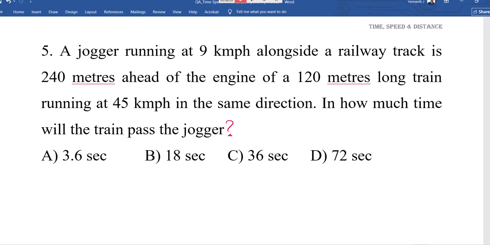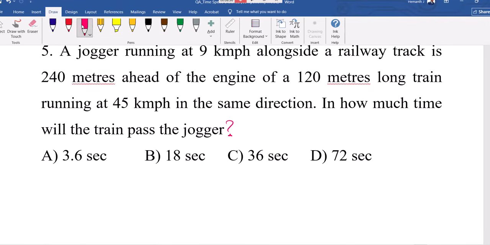Right, so it's all about only one parameter now, distance, speed and time. There are no two things. Previously, train crossing platform, man on the bridge, okay, different situations. Now only one, train crossing a jogger. 36 seconds, very good.